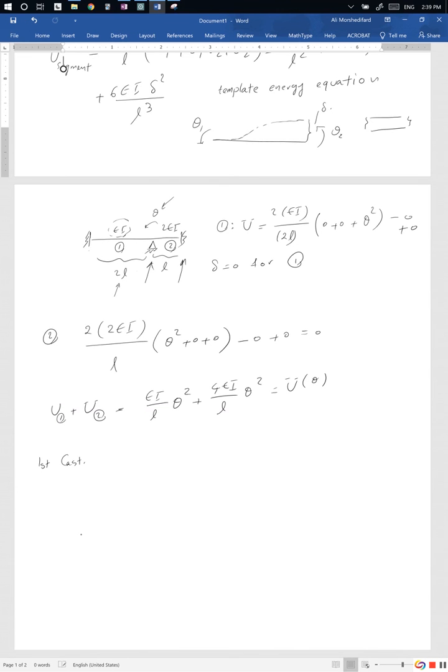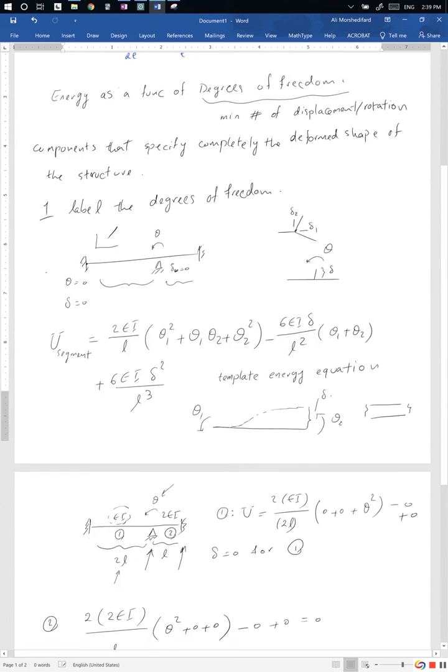First Castigliano theorem, which says that if you compute the derivative with respect to the degree of freedom, this should be equal to the force or moment applied in the corresponding degree of freedom. Where did I get this negative?